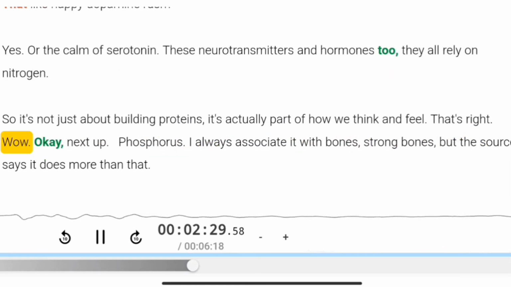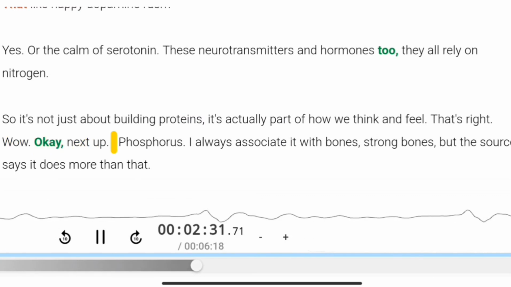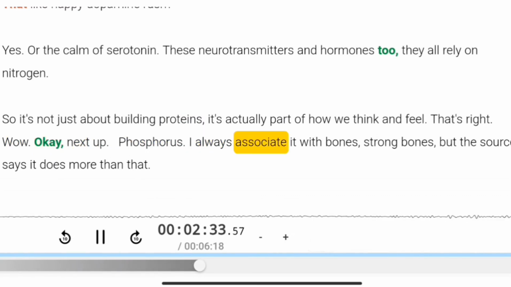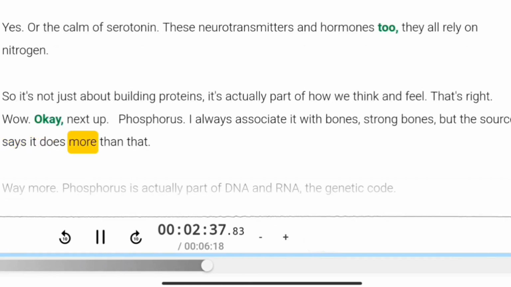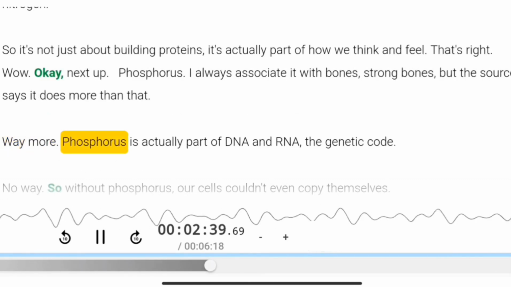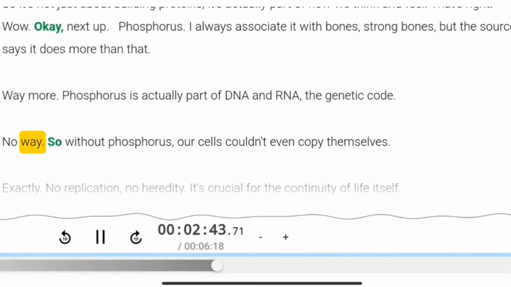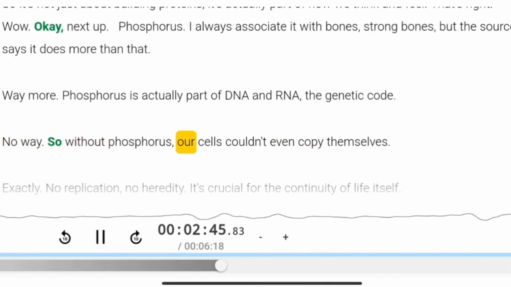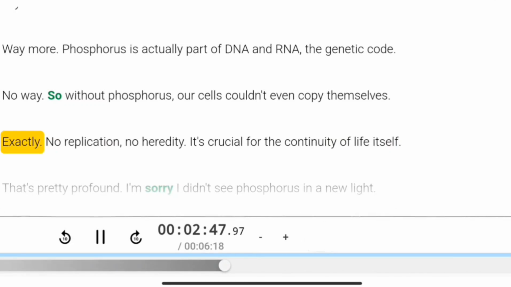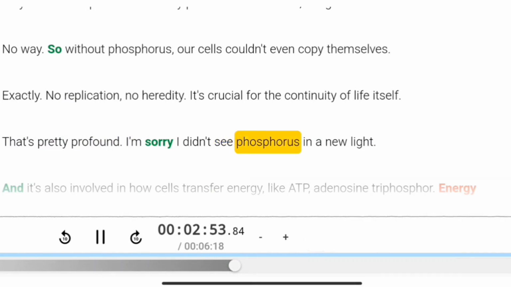That's right. Wow. Okay, next up, phosphorus. I always associate it with bones, strong bones, but the source says it does more than that. Way more. Phosphorus is actually part of DNA and RNA, the genetic code. No way. So without phosphorus, our cells couldn't even copy themselves. Exactly. No replication, no heredity. It's crucial for the continuity of life itself. That's pretty profound. I'm starting to see phosphorus in a new light.